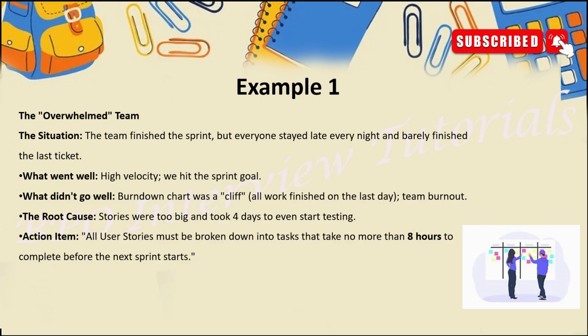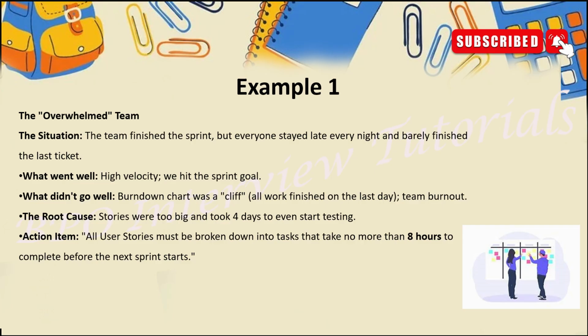Let's say it's an overwhelmed team, and the situation is that the team finished the sprint but everyone stayed late every night and barely finished the last ticket. With that situation, what went right? High velocity, we hit the sprint goal. What did not go well? The burn down chart was a cliff. All work finished on the last day. Team burnout. Yes, this did not go well, which means everything was not closed on time, and people had to extend the shift or work late at night.